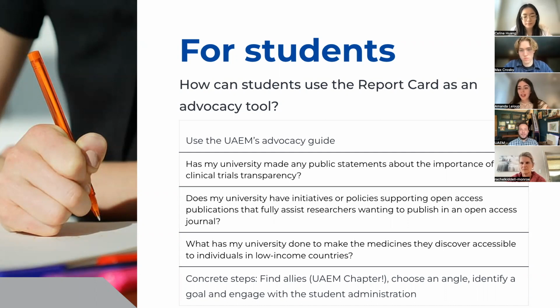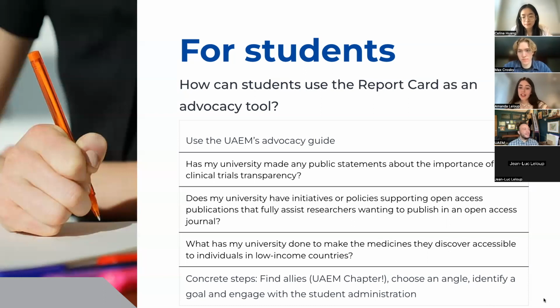You can start planning your more concrete steps, which would first be to find allies, and that could be your local UAEM chapter at your school or other associations or clubs interested in global health. Choose how you want to frame the issue and what issue specifically you want to focus on. Then you need to identify a goal and then engage with the student administration.